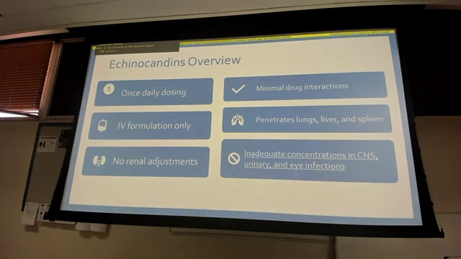So an overview of the echinocandins. The majority of them are once daily dosing. This is IV only. With this, we don't have to worry about any renal adjustments. We have minimal drug interactions. We think of intraabdominal infections, with great penetration into the lungs, liver, and spleen. One thing we really have to think about when treating our patients is avoiding these for patients with CNS infections, UTIs, or eye infections, because the echinocandins do not achieve adequate concentrations to kill the fungal infection there.